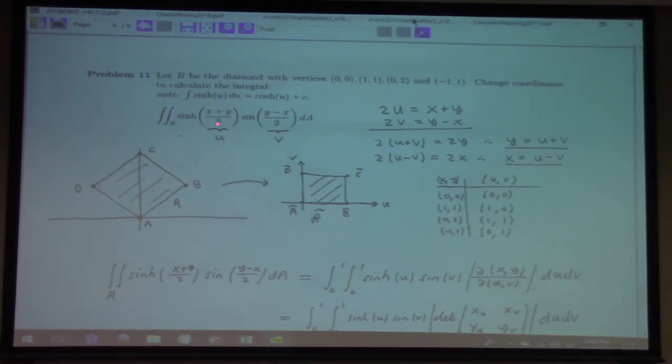I'm going to make this be u. I'm going to make this be v. If you did the opposite, you could still solve it, but it would reverse the meaning of u and v, whatever. So 2u is x plus y, 2v is y minus x. So I can add or subtract these to get y equals u plus v and x equals u minus v. I can take my xy point, map to my corresponding uv point, and it takes the diamond and maps it to the unit square.